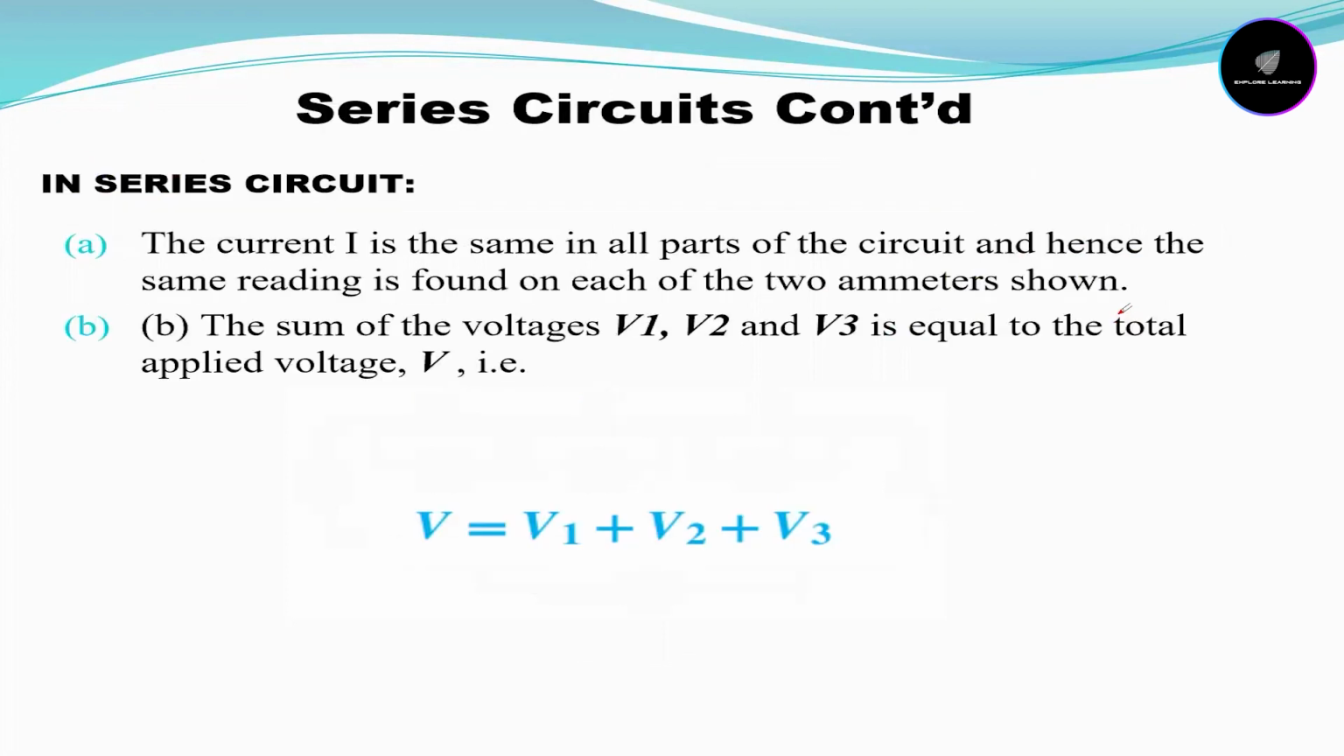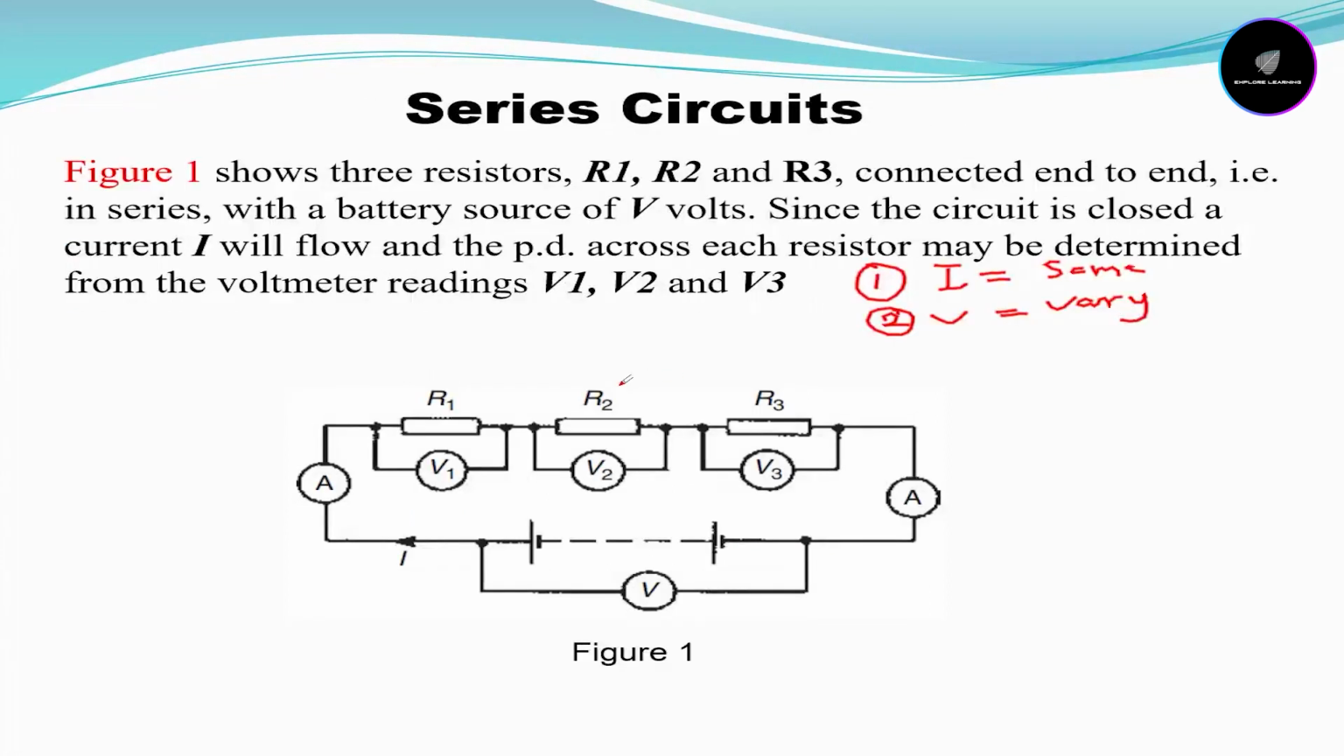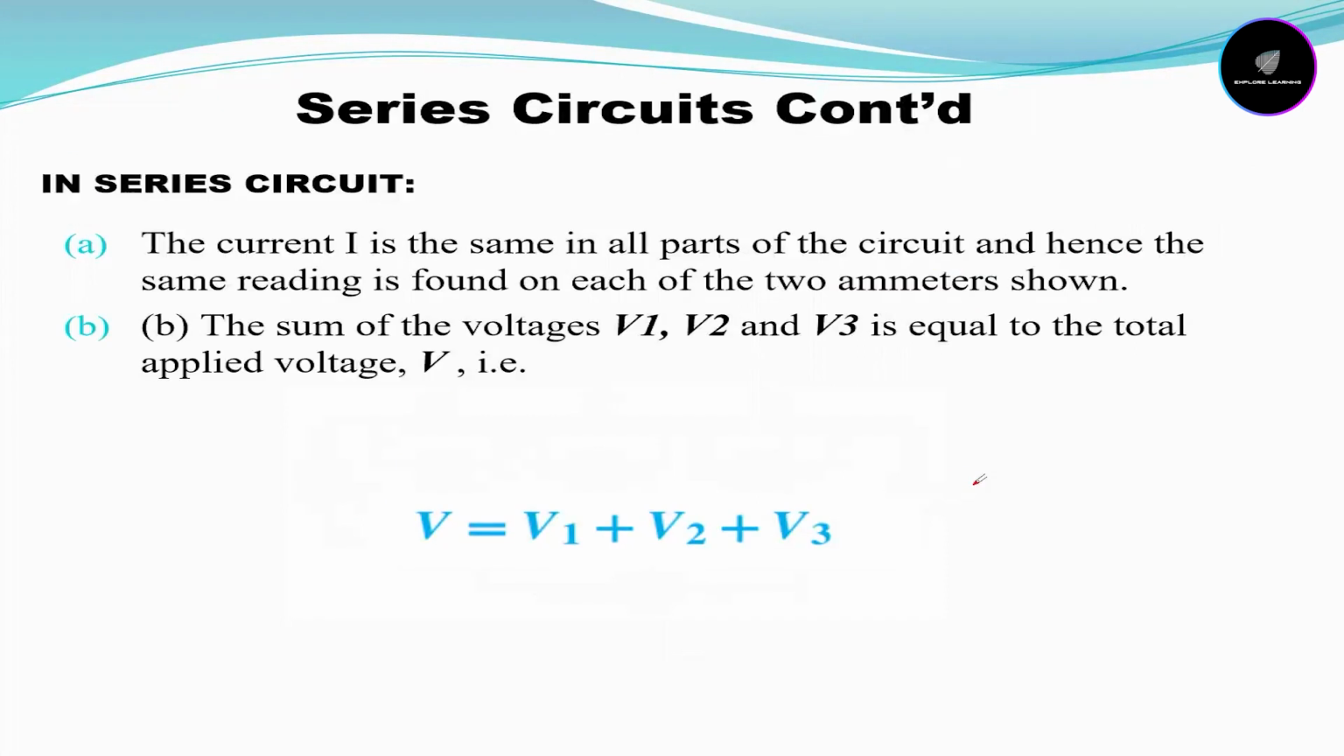In series circuits, like I said, the first thing you need to know is that current I is going to be the same in all parts of the circuit, and hence the same reading is going to be found on each of the two ammeters, this is ammeter 1, and then we have ammeter 2. The second point you need to note is that the sum of the voltages, V1, V2, and V3, is equal to the total applied voltage.